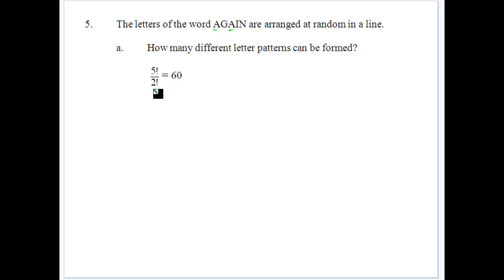So what we've got to do is divide the 5 factorial by 2 factorial, because the A's basically cause a situation where we are doubling up, or having a multiplication effect of 2 factorial on the words we can arrange. That's why we divide by 2 factorial, because we have 2 letters that are exactly the same. So we only get 60 different letter patterns. Remember, that's the key word there: different.